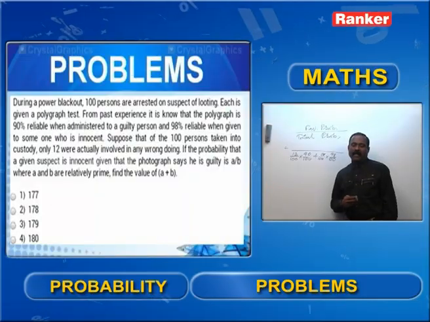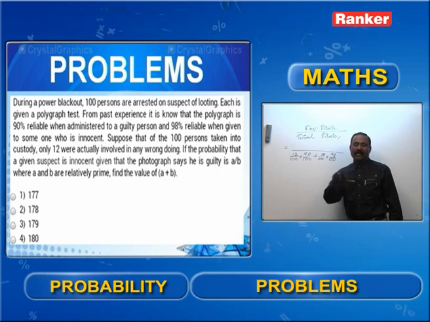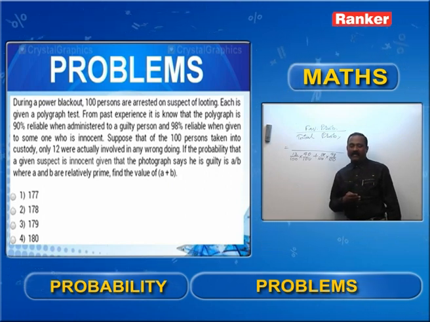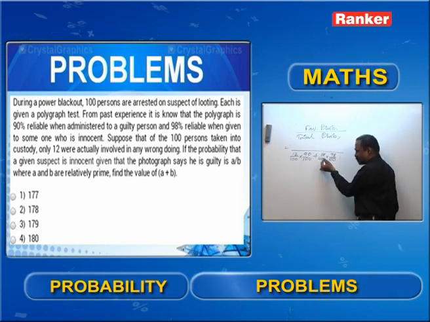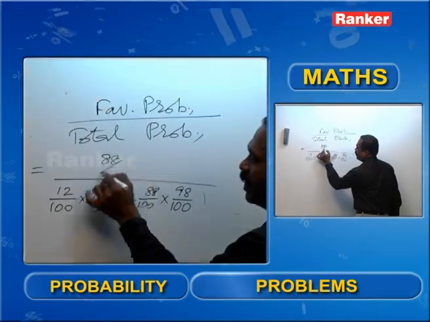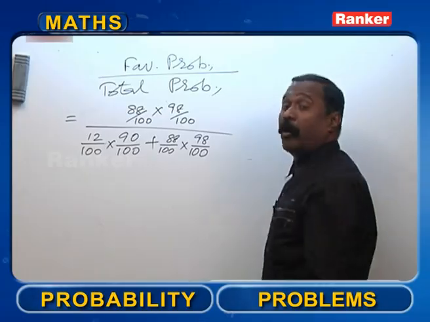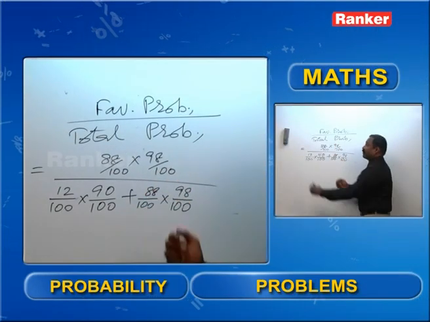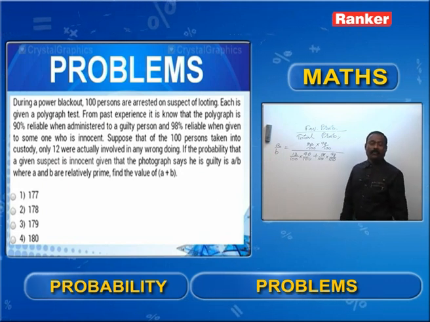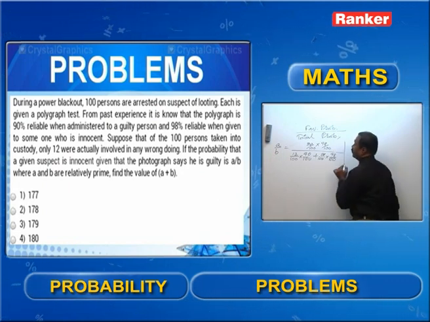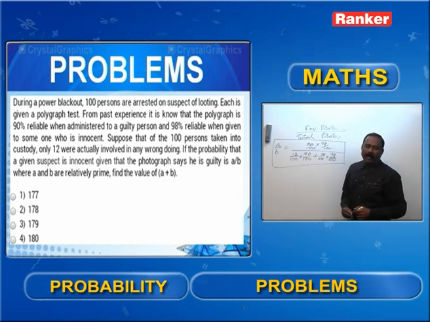So what is given there? The probability that a given suspect is innocent, given that the polygraph says he is guilty, is A by B. This part, 88 by 100 into 98 by 100, is the innocent person found to be guilty. So this is given to be A by B. Then in such a case, what should be the value of A plus B, where A and B are relatively prime numbers?